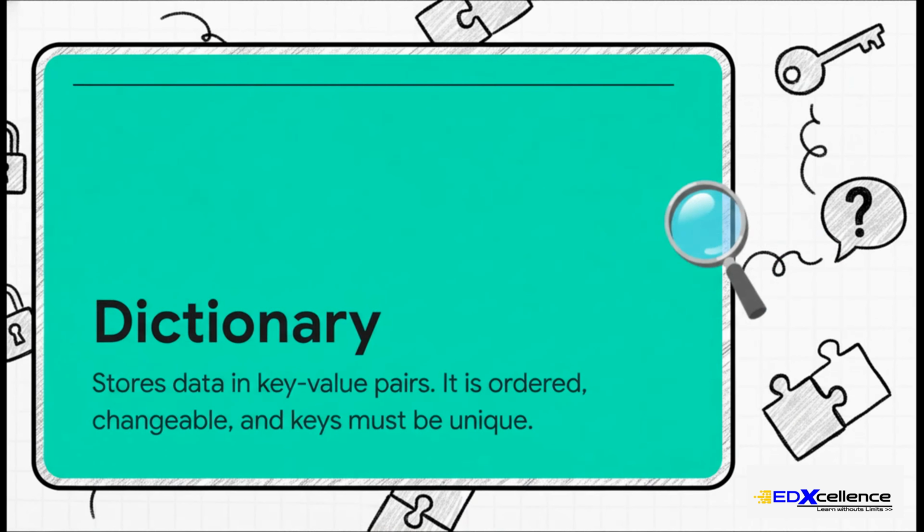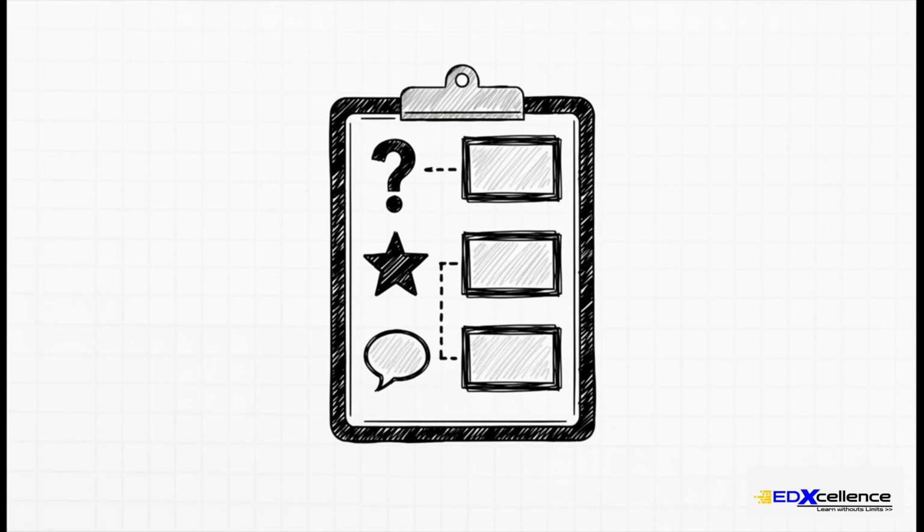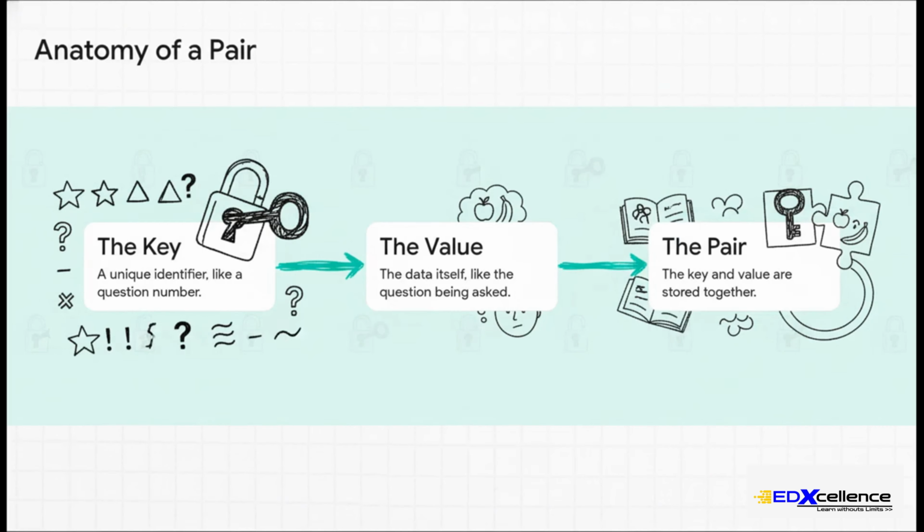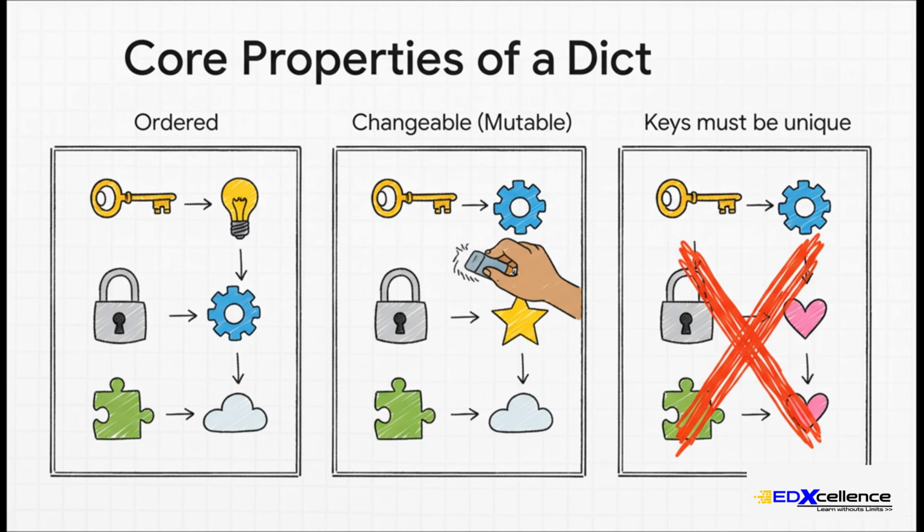And last but not least, the dictionary. This is all about storing data in key value pairs. Just think of it like filling out a form. Each field has a value. So you have a unique key, like name, that points to a value, like Alex. So to sum it up, dictionaries are ordered, they're changeable, and the keys, they have to be unique.